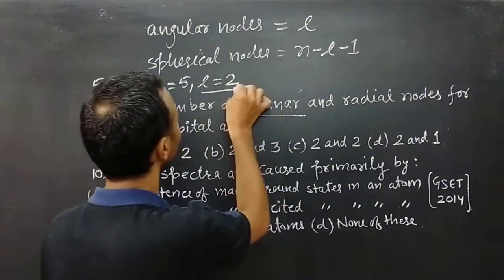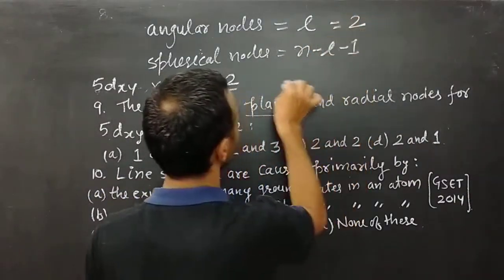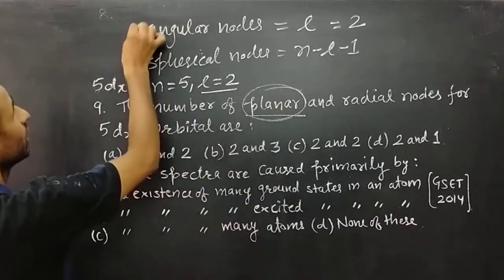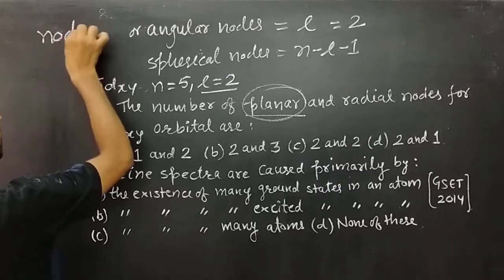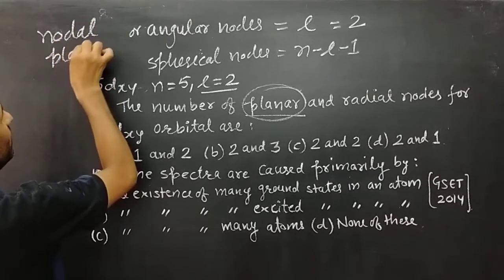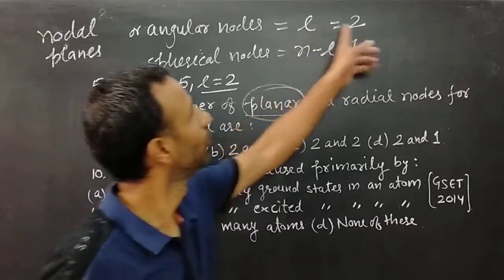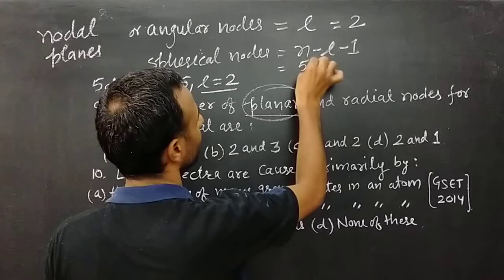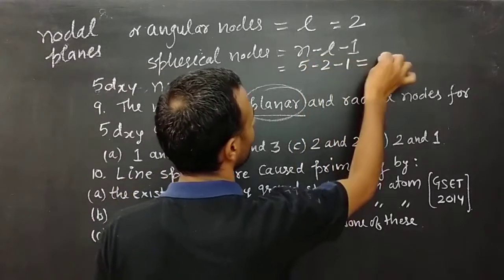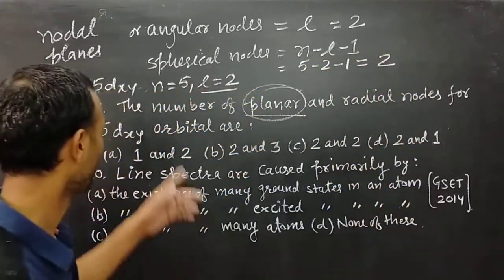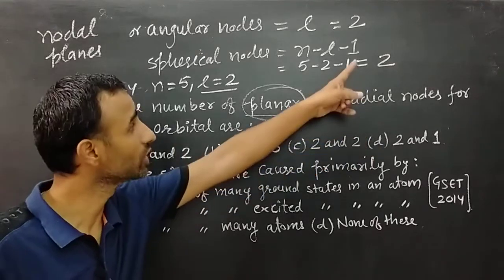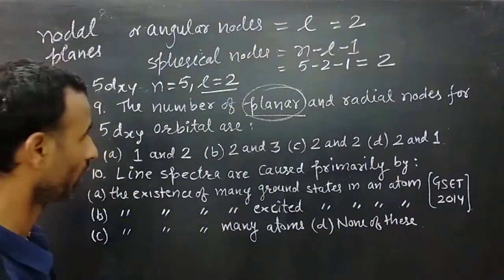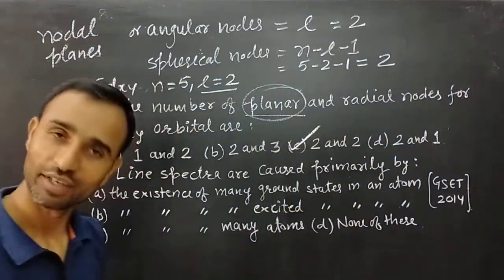Now L equal to 2 means angular nodes, or we say nodal planes, are equal to 2, that is L. And radial nodes are 5 minus 2 minus 1, so that is again 2. Means spherical or radial nodes are 2, and angular nodes or nodal planes are also 2. Means 2, 2 is the right option. Means C option is correct.